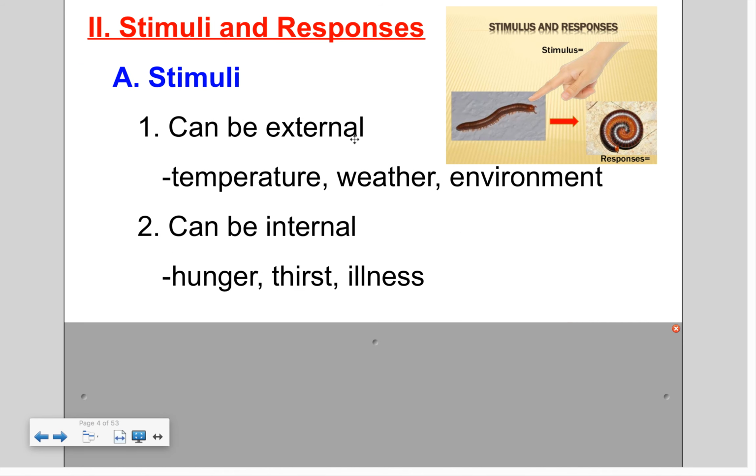When you respond to your environment, you're reacting to a stimulus, and stimuli can be external, like temperature, weather, environment, things that happen outside your body, or they can be internal, things that happen within your body: hunger, thirst, illness, fever, vomiting, etc.